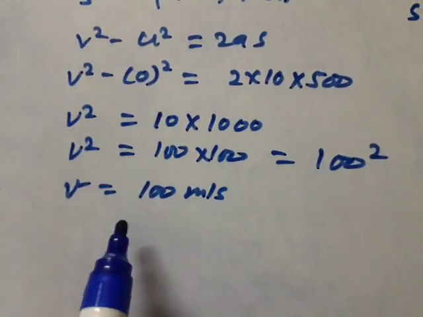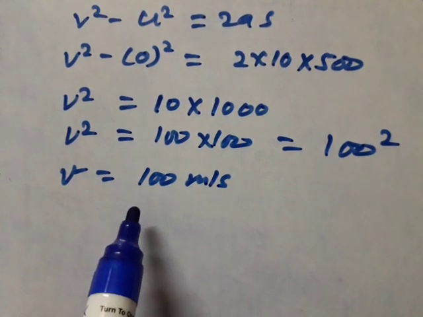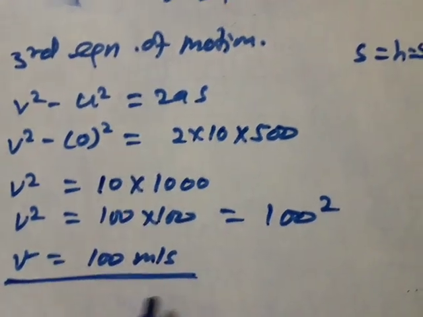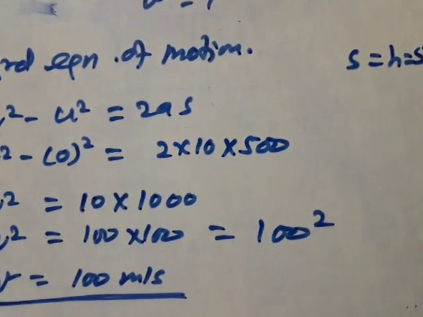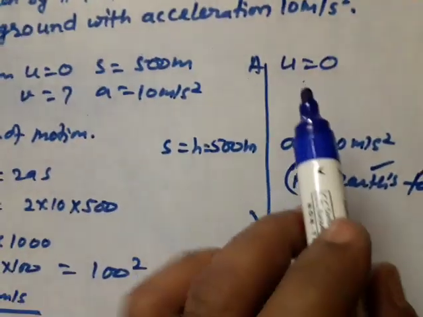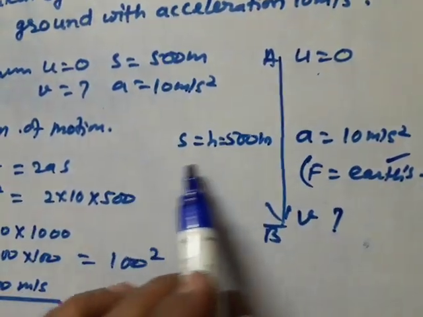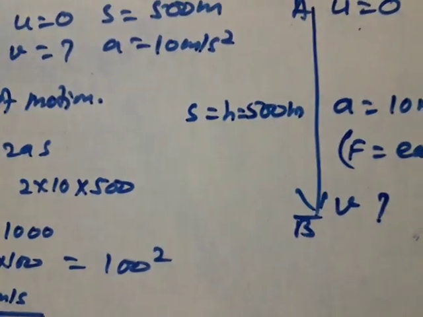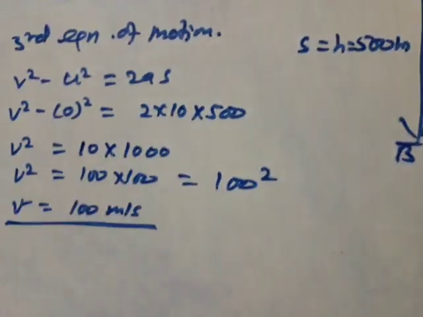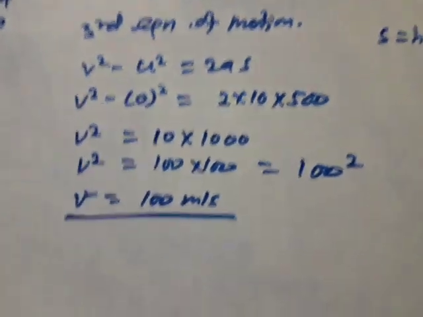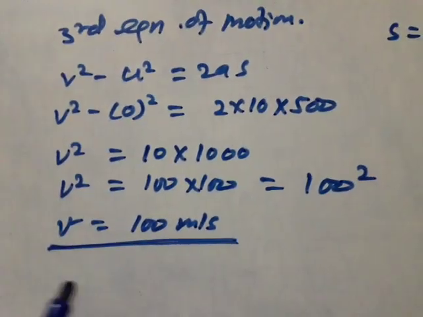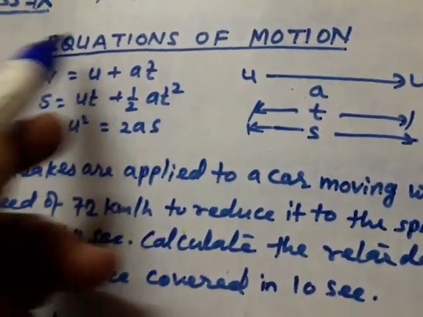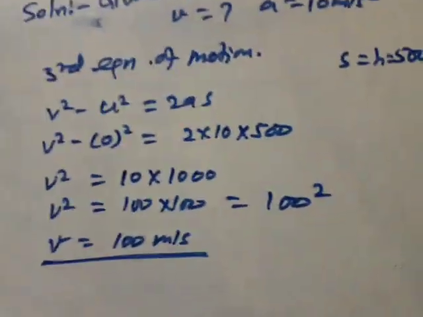Now, the body will hit the ground with the speed of 100 meter per second. So just see that the body was dropped from a height of 500 meter, and when it reaches near the ground, its velocity is 100 meter per second. Okay. So similarly you can solve other numericals by applying the three equations of motion, right? Thank you.